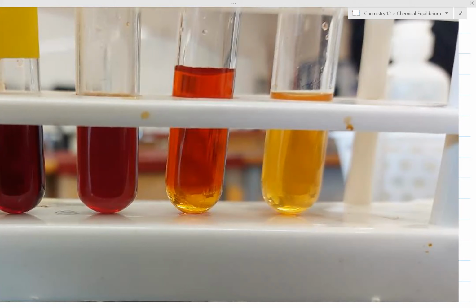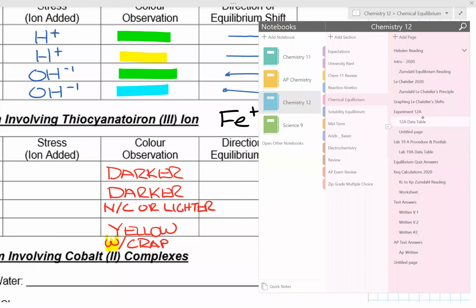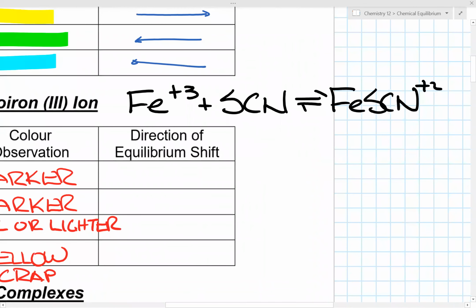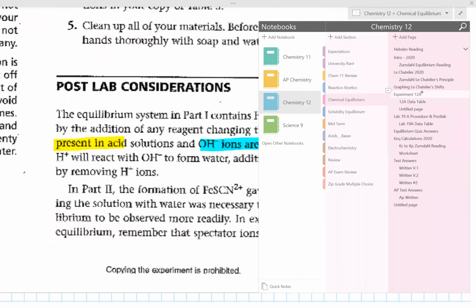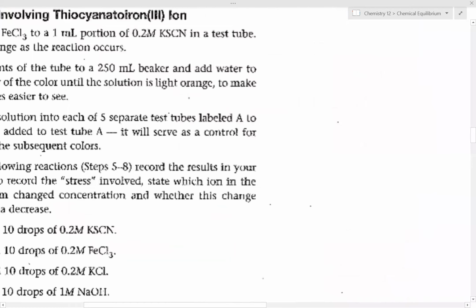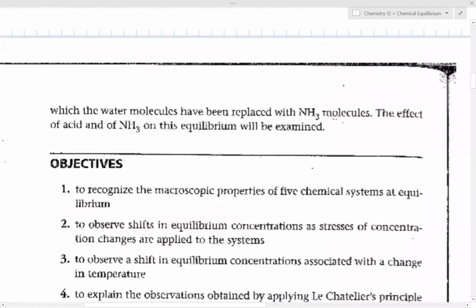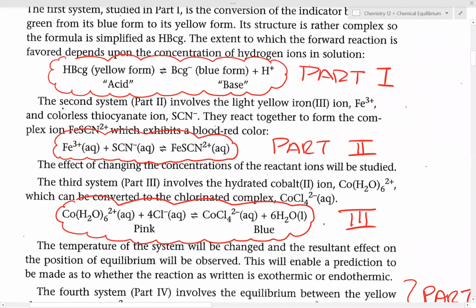Okay, now, again, when you take a look at your data table, you might say, well, Mr. Chan, how did you get this equation? How did you get this Fe3+ plus SCN- gives you FeSCN2+? Where do we get that from? The front page. Thank you, Adrian. Right here. Okay. So we flip through it. It's right here.